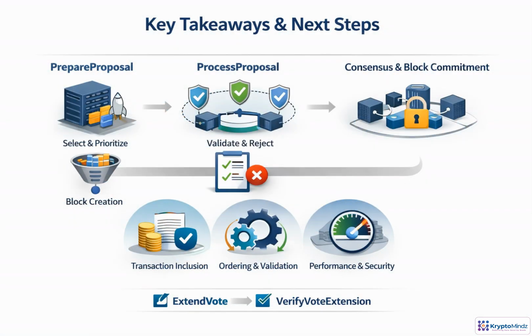PrepareProposal lets the proposer optimize block construction by choosing, prioritizing, and ordering transactions. ProcessProposal lets validators defend consensus by accepting only valid proposals through deterministic checks. Keep preferences separate from invariants. That balance improves performance without weakening safety. Next, we move further through ABCI++ with extend vote and verify vote extension.